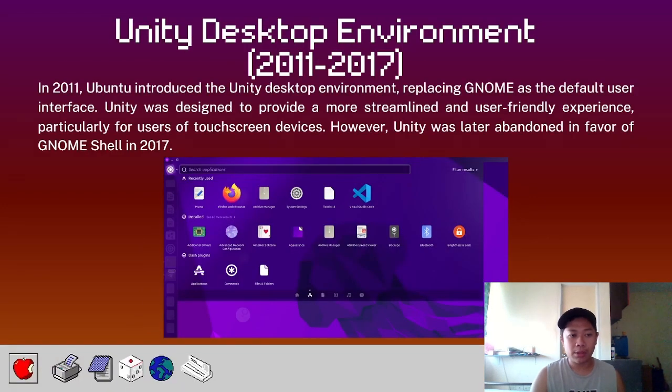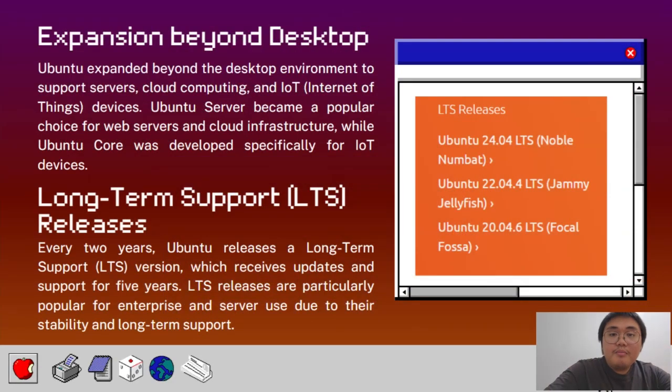And in 2011, Ubuntu introduced the Unity desktop environment, replacing GNOME as the default user interface. Unity was designed to provide a more streamlined and user-friendly experience, particularly for users of touchscreen devices. However, Unity was later abandoned in favor of GNOME Shell in 2017. I'll continue to talk about the history of Ubuntu.